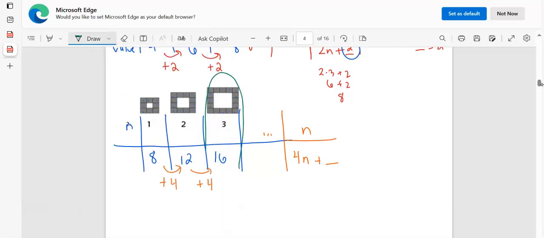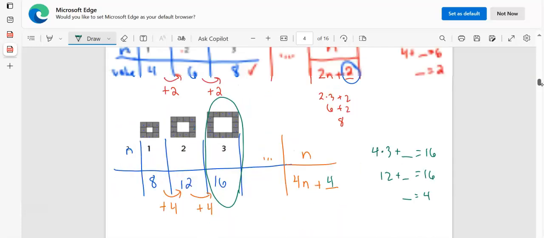This time let's pick the third term and value. So 4 times 3 plus what is 16? 12 plus what is 16? The blank is 4. So this sequence or pattern has a 4n plus 4 nth term value.